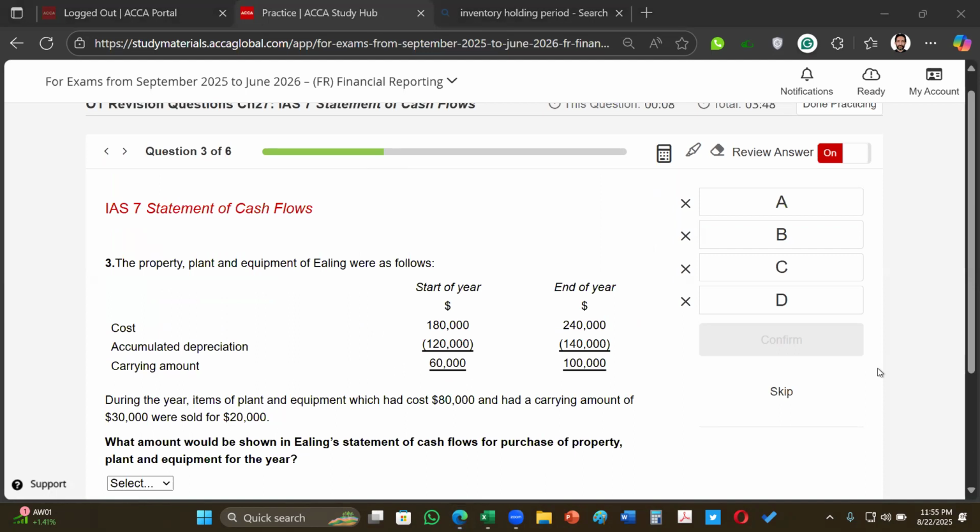Okay, so this is another one that is related to the non-current assets. Let's look at the requirement. What amount would be shown in Ealing's statement of cash flows for purchase of property, plant, and equipment for this year? So we only want to see the value for the purchase of the property. The property, plant, and equipment of Ealing were as follows. It had a cost at the start, it had a cost at the end, and during the year, an item of plant which had cost 80 and had a carrying amount of 30 was sold for 20. So that's about it.